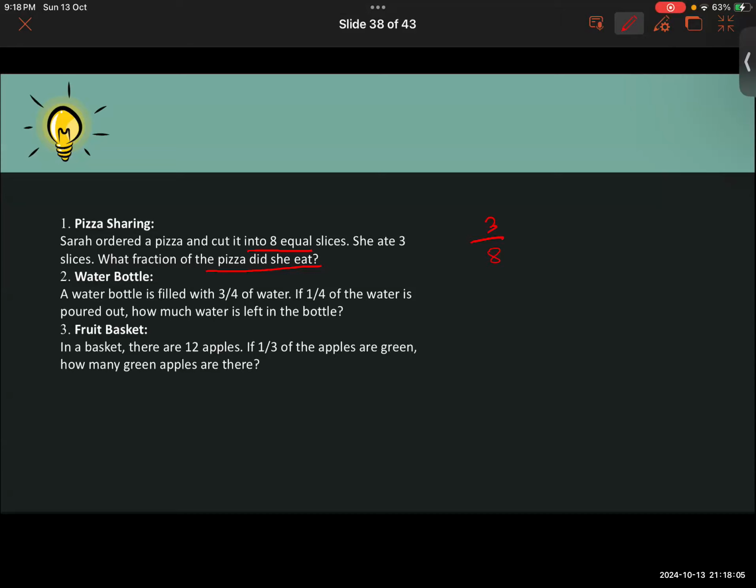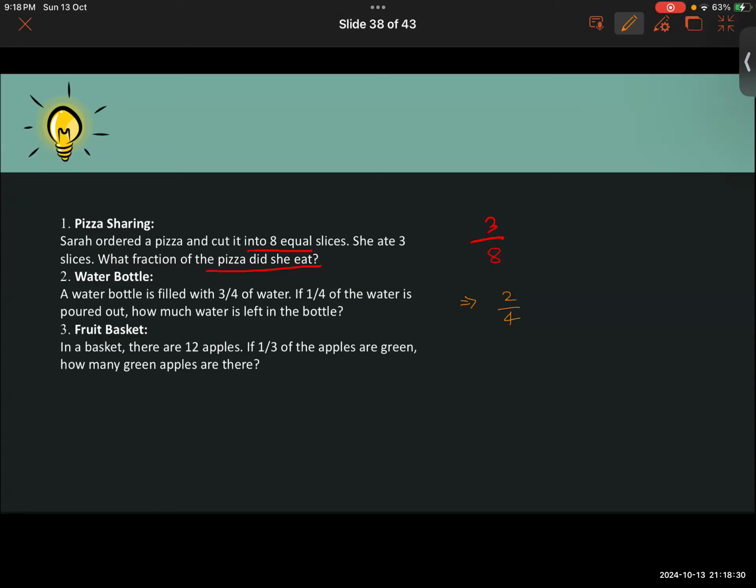2 upon 6. Okay, do the next one. For the second one, what answer are you getting, by the way? 2 upon 4. Okay, just 1 minute. This is the answer you're getting.